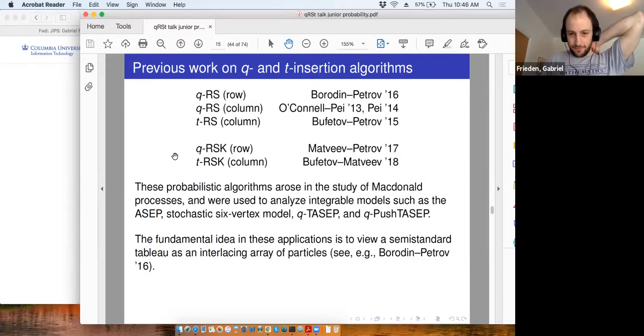Right, and anyway, these algorithms arose in the study of Macdonald processes, and they were used to analyze a variety of integrable models like the ASEP and the stochastic 6-vertex model and several others. And the fundamental idea in these applications is that you can view a semi-standard tableau as an interlacing array of particles.